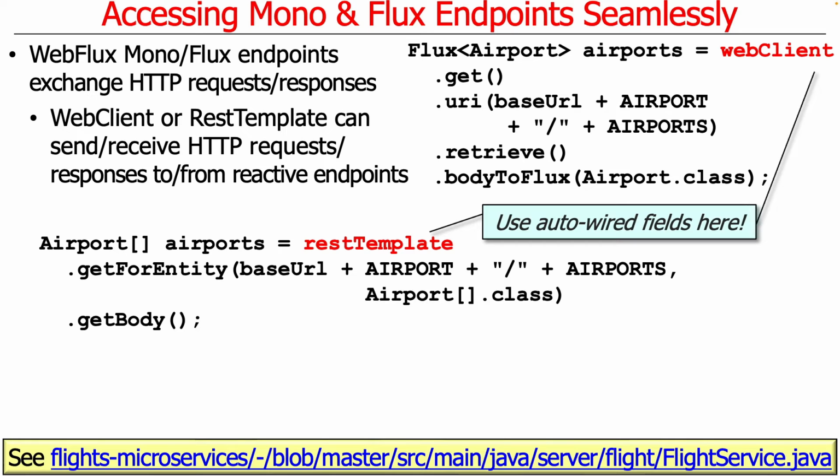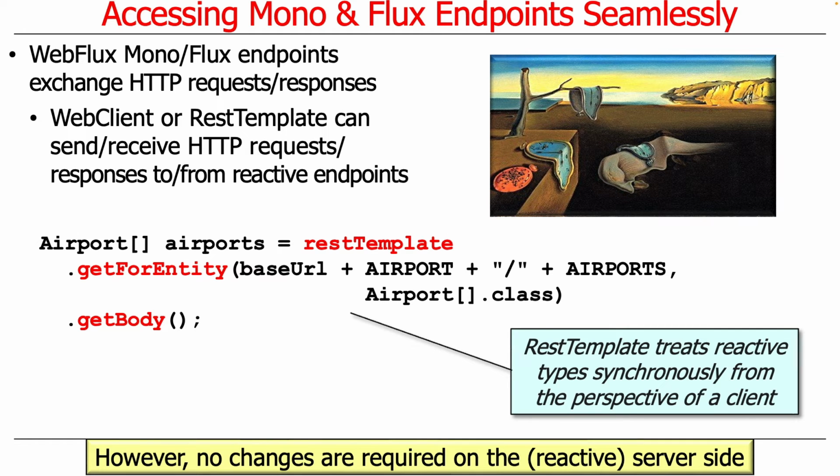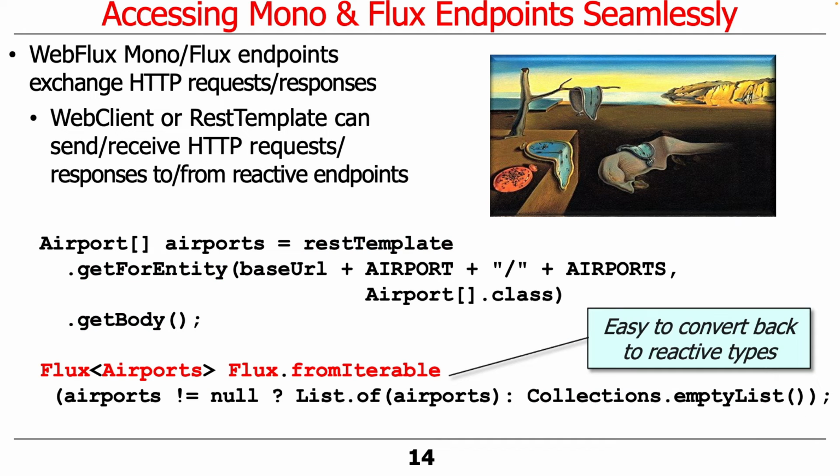With Fluxes, however, you use a different client programming interface or abstraction called the WebClient. The main difference between a WebClient and REST template is that the WebClient allows asynchronous operations and it returns reactive types. So let's take a quick look. Here you can see that we're going to make a REST template call, and it's going to block until we get the results back. If you want to use REST templates, you can use them, but you're not going to get the benefits of asynchrony.